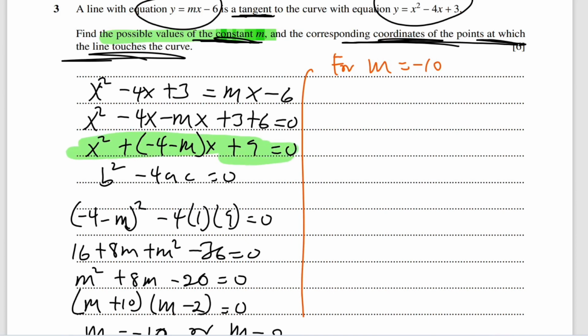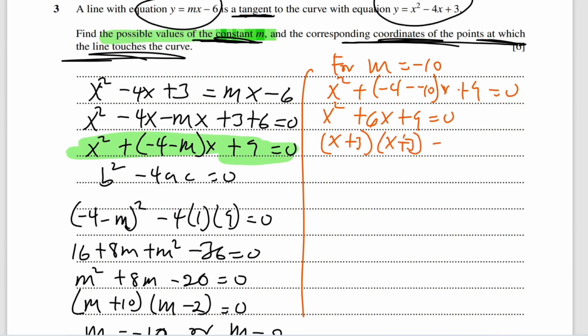We're going to put m there. I don't want you to put m from the beginning. Just put it there, so that if m is negative 10, that part will be, think about it, you have negative 4 minus 10x plus 9. So definitely you are going to get x squared plus 6x plus 9 is equal to 0. And this is definitely x plus 3 squared is equal to 0. So x is definitely negative 3.